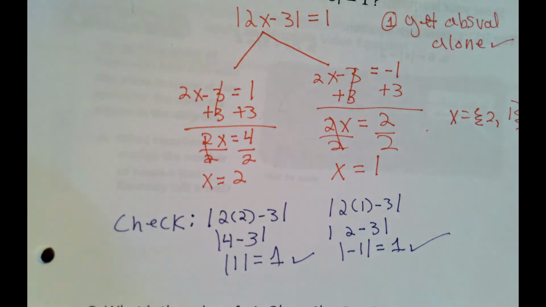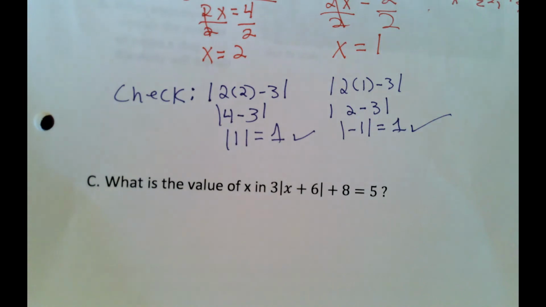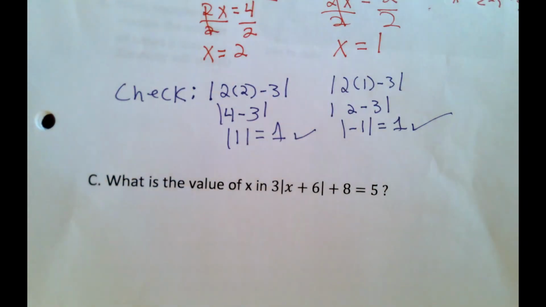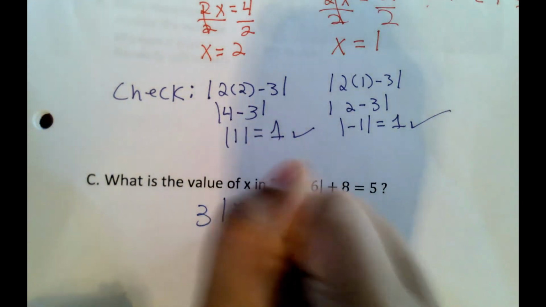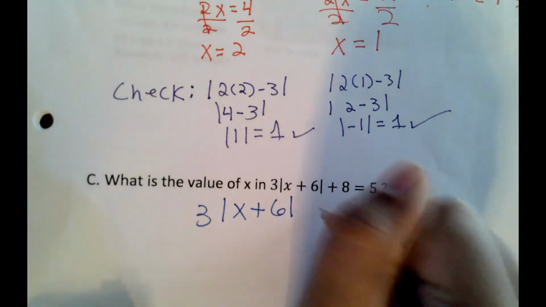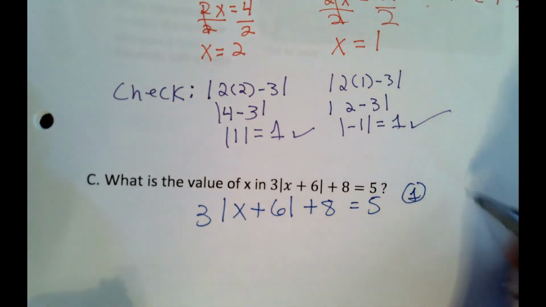Alright. Now let's try another one. It says, what is the value of x in 3 times the absolute value of x plus 6, plus 8 equals 5? Well, first things first, we have got to get that absolute value alone. So I'm going to go ahead and rewrite it. So first step, get the absolute value alone.